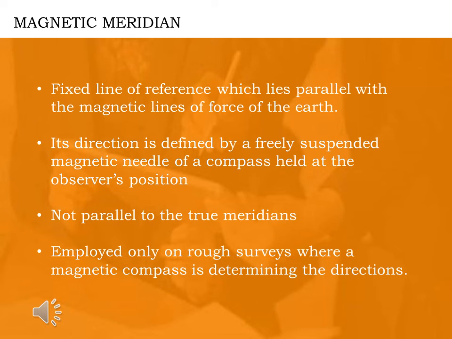Second is the magnetic meridian. It is a fixed line of reference which lies parallel with the magnetic lines of force of the Earth. Its direction is defined by a freely suspended magnetic needle of a compass held at the observer's position. The magnetic meridian is not parallel to the true meridians. As a line of reference, the magnetic meridian is employed only on rough surveys.